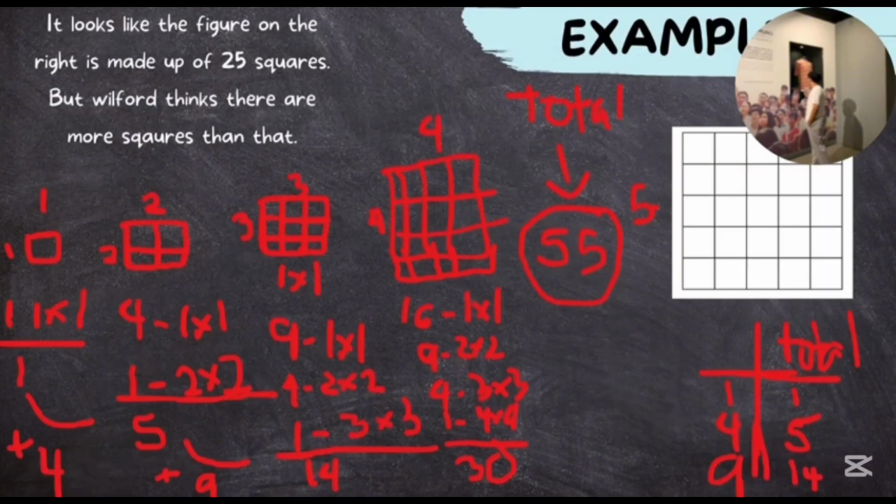So example number 1, it looks like the figure on the right is made up of 25 squares, 25 down, but Wilford thinks there are more squares than that. So let's try to solve this problem. So i-apply muna natin yung step 1, which is breaking apart into smaller parts yung original problem or reclassifying the problem.